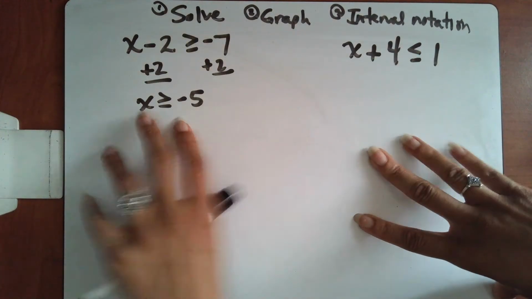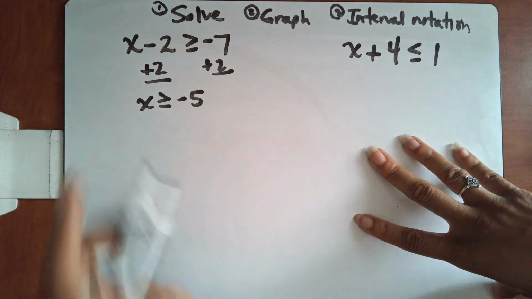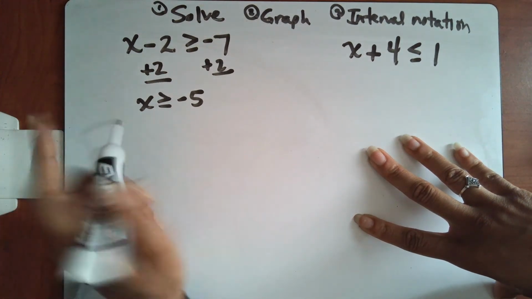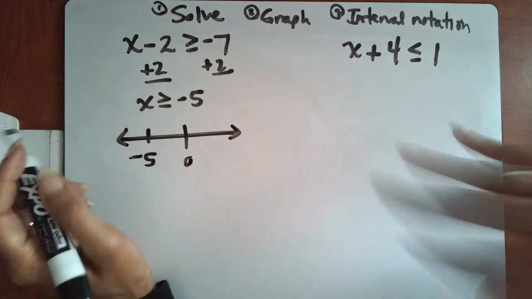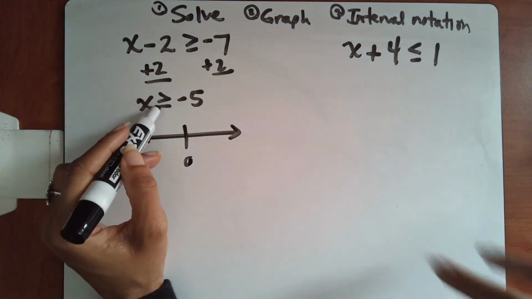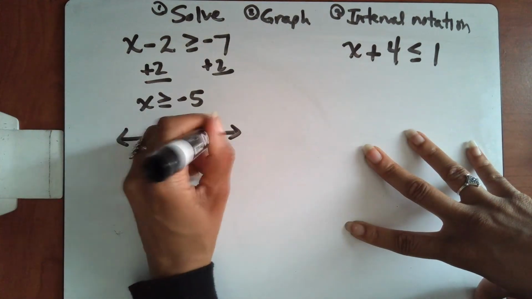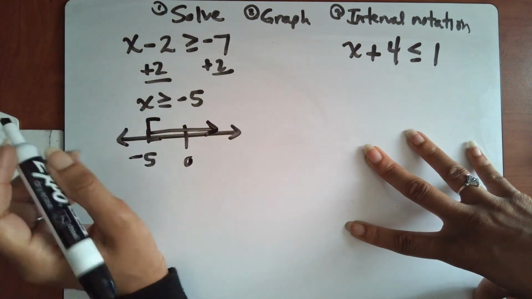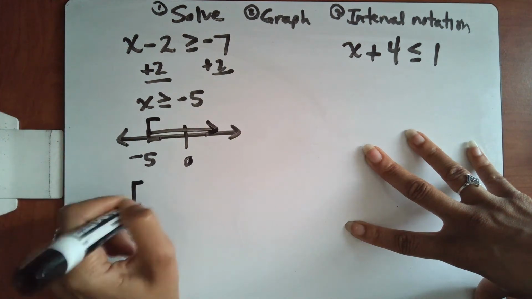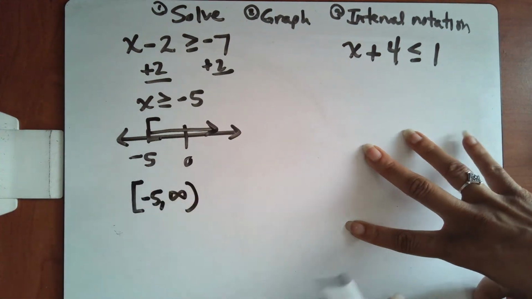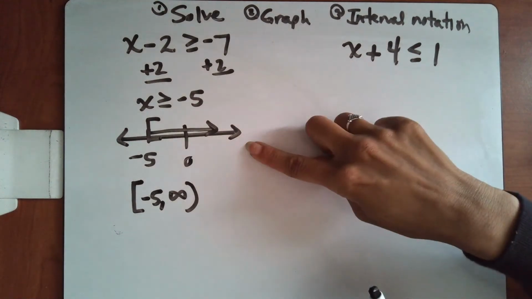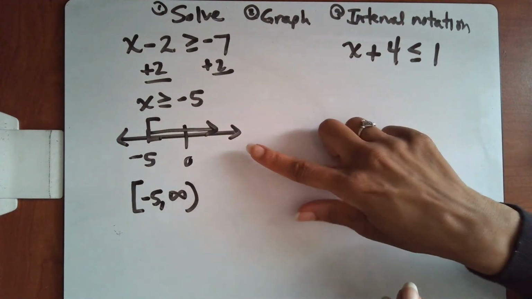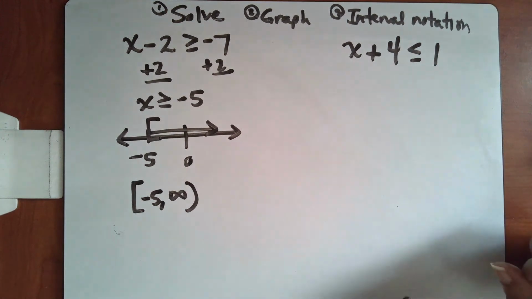So now all I have to do is what? Graph it and do the interval notation. So my graph comes straight from this solution. So 0, I'll mark my -5. X must be greater than or equal to. So greater than, shaded to the right, and it's a bracket on it. So the interval notation would be -5 to infinity. So we solved, we graphed, we did interval notation. And remember, the interval notation comes straight from your graph.